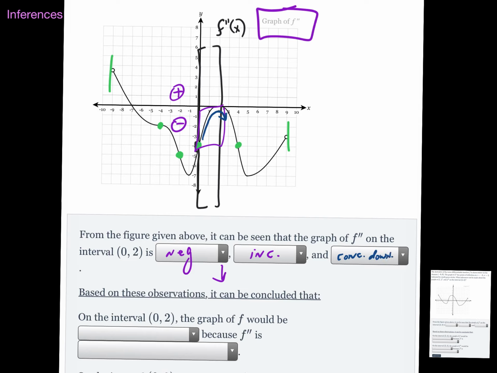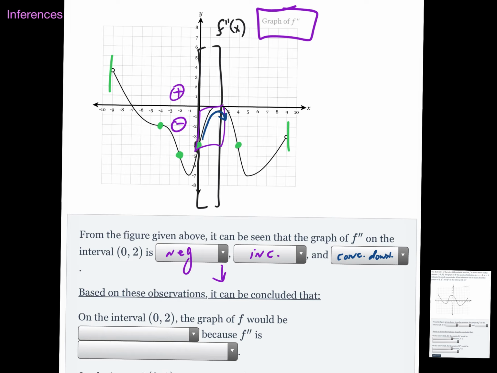And that should make sense. What's next? Based on these observations, it can be concluded that, well, let's see, on the same interval, 0 to 2, the graph of f. So now they're asking us, what can we infer about the original function f?